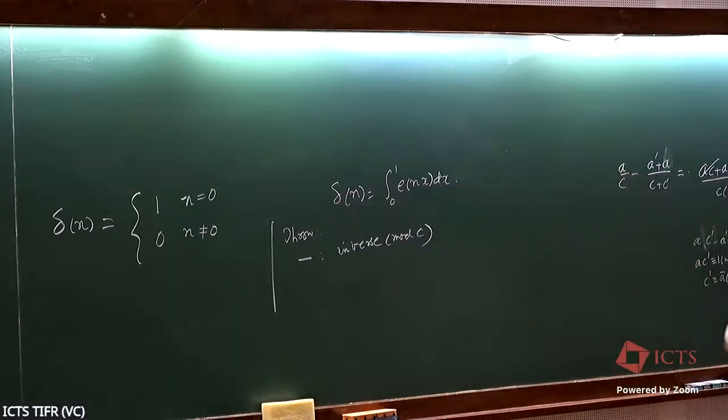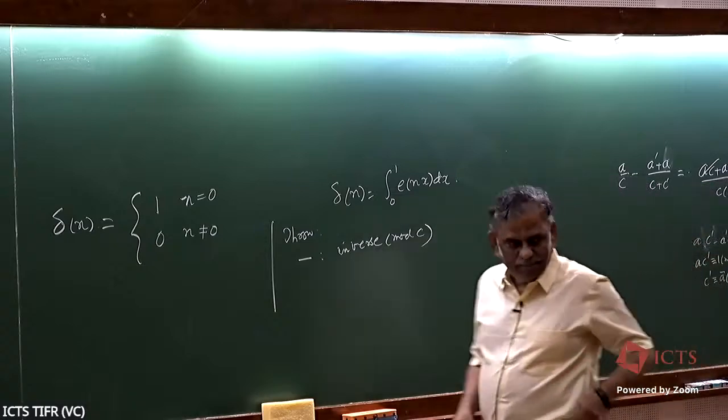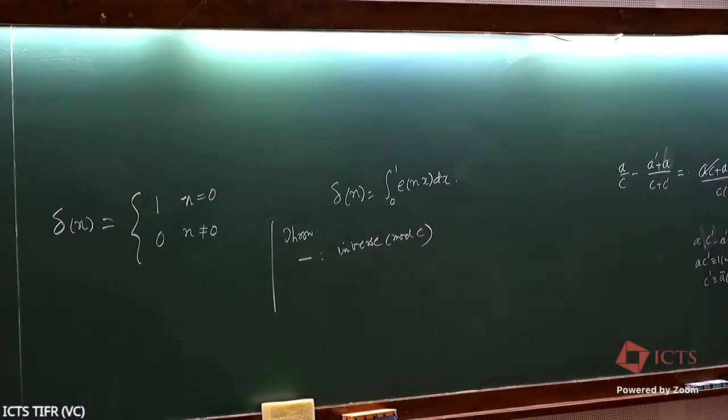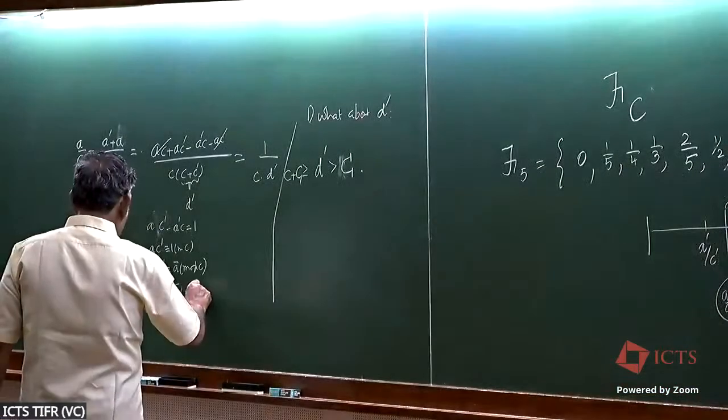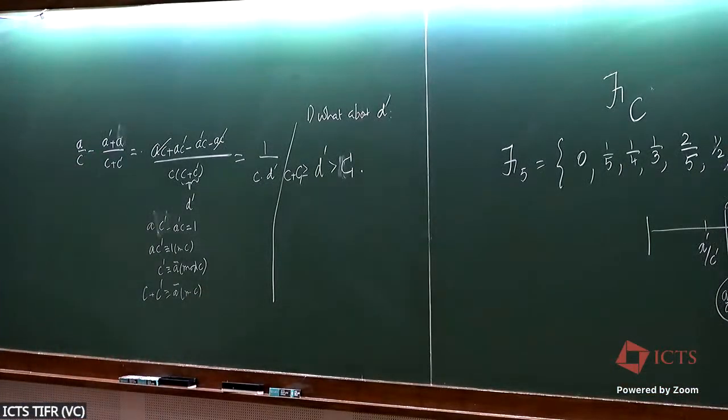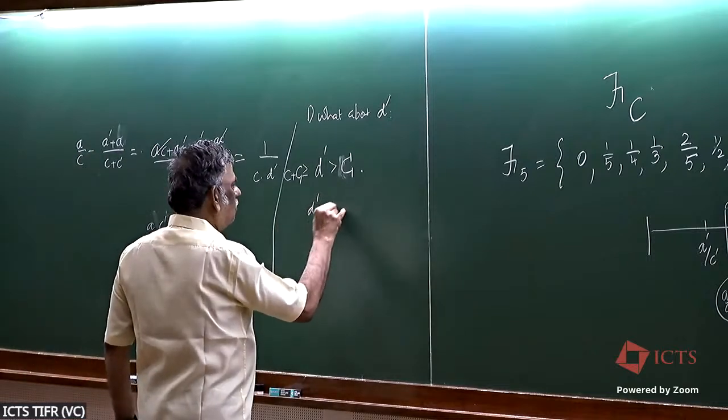Okay, and therefore C dash is A bar mod C. Let me put it off. That's much easier. And that would mean that C plus C dash is also A bar mod C. If C dash is A bar mod C, then C plus C dash is also, that would essentially mean that D dash is equal to A bar mod C.